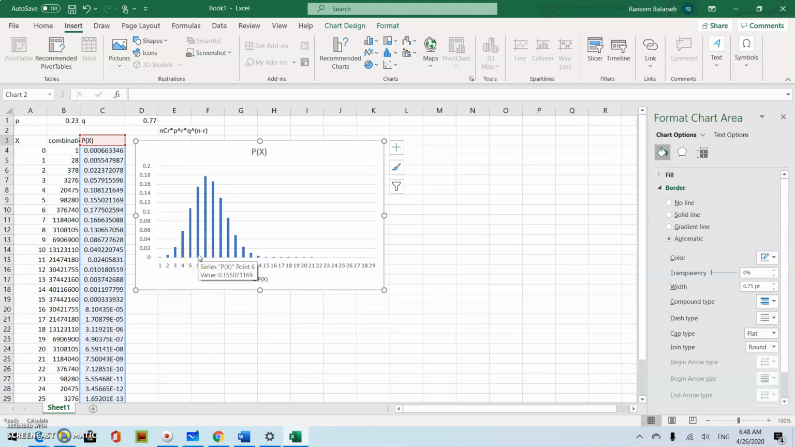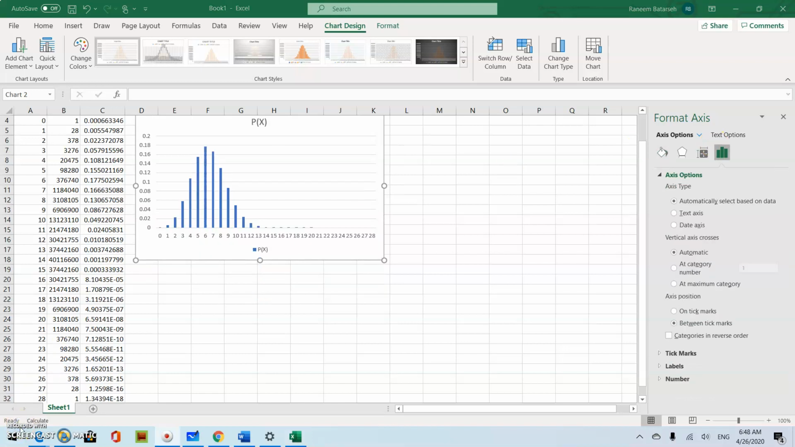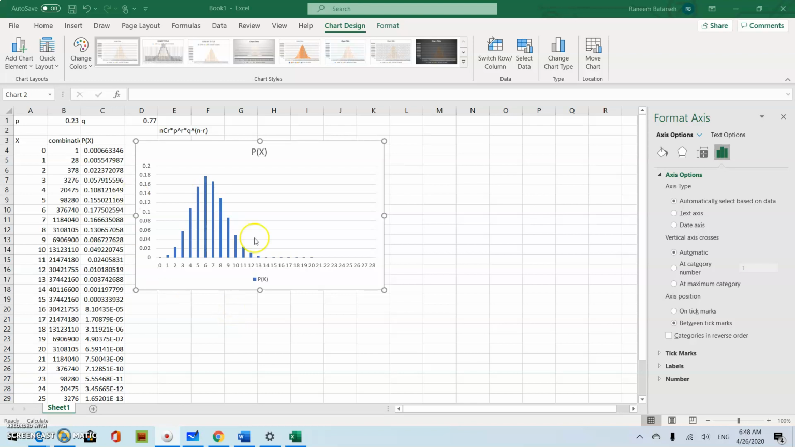Although this kind of seems not right. Oh, maybe it's not right. Let me fix this problem here. Okay, I fixed it.